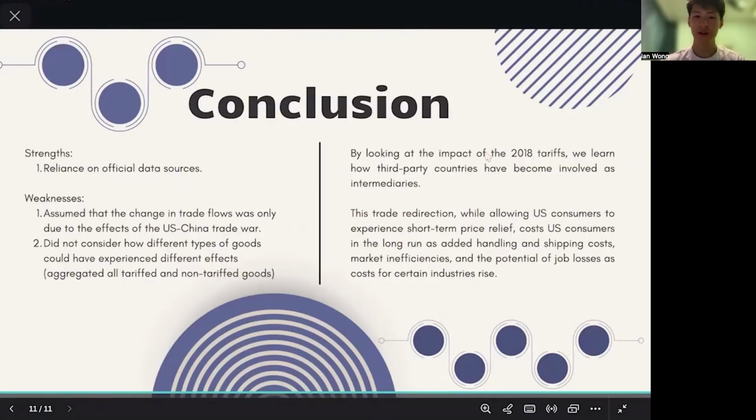In conclusion, tariffs may look like a straightforward tool of protectionism, but they often work more like pressure valves, redirecting trade rather than stopping it. The result is a reshaped global system with hidden costs that policymakers need to anticipate.